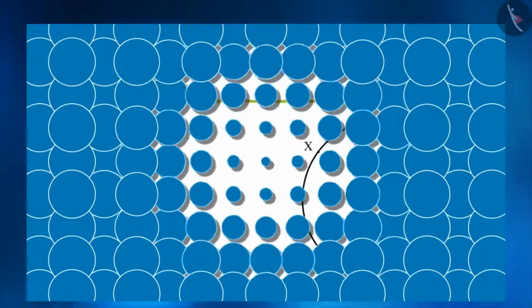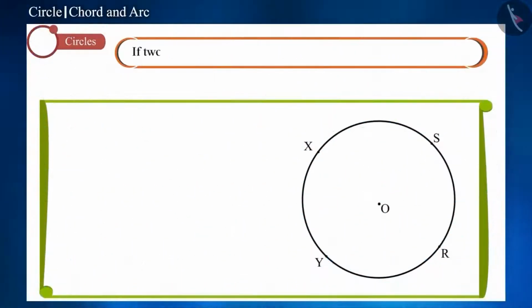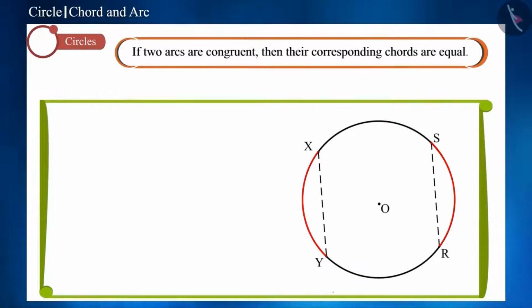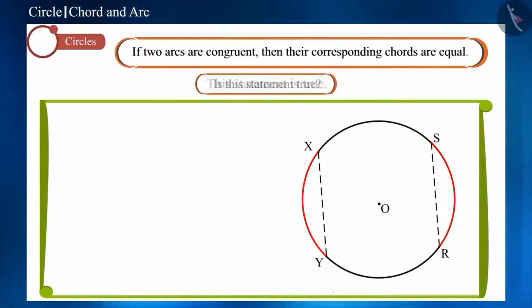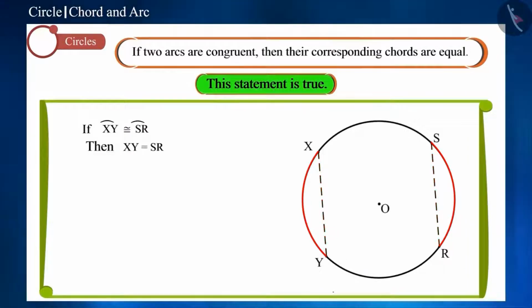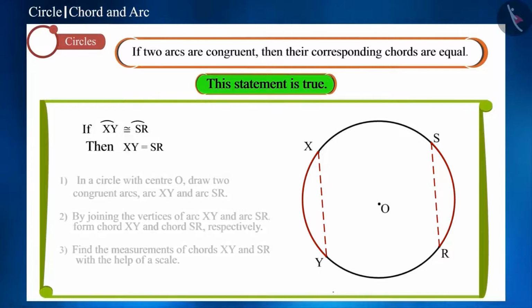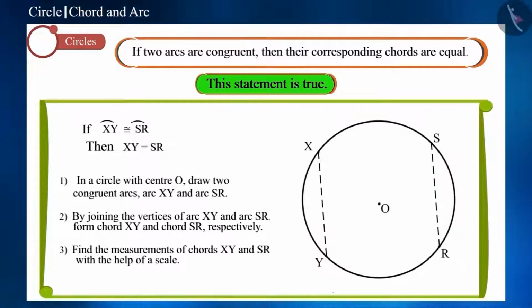Friends, if we see the converse of this statement, that is, if two arcs are congruent, then their corresponding chords will be equal. What do you think about this statement? Will this also be true? Yes, friends. With the help of the information given on the screen, do an activity yourself and check the conclusion.